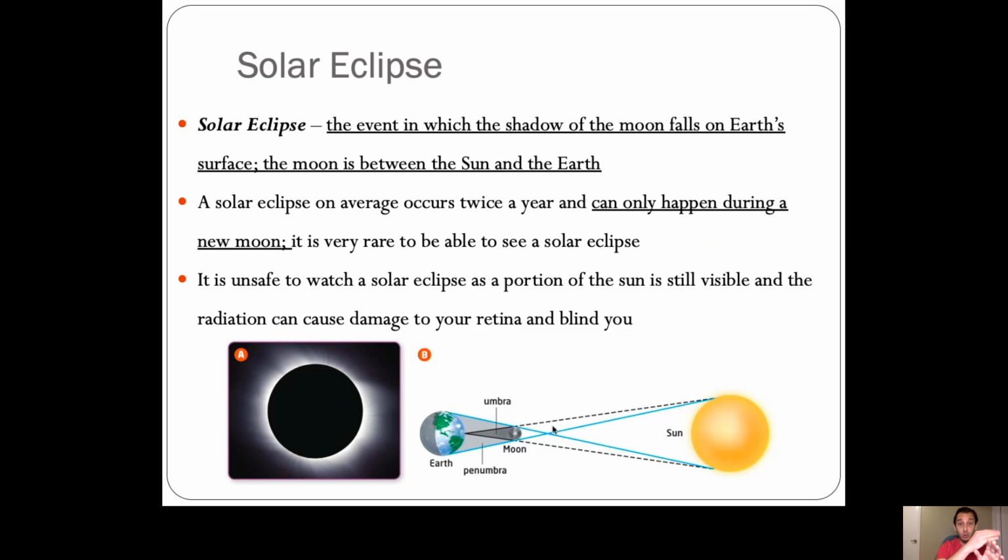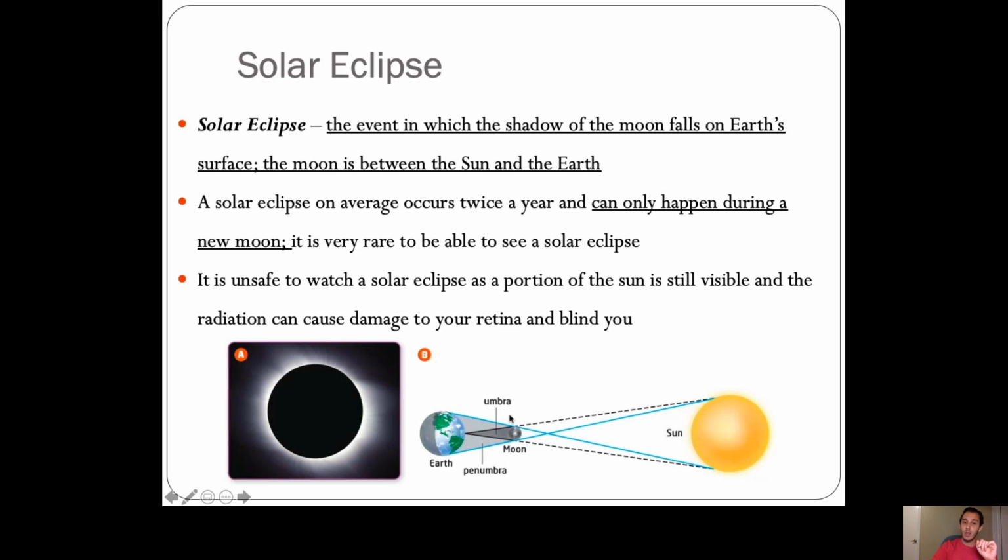Now, there are partial solar eclipses that you can see sometimes. It's very rare to see a full one, and in order to see a full one, you have to be at a certain location on planet Earth. So it can vary, but usually the full solar eclipse is only seen at certain places on planet Earth.